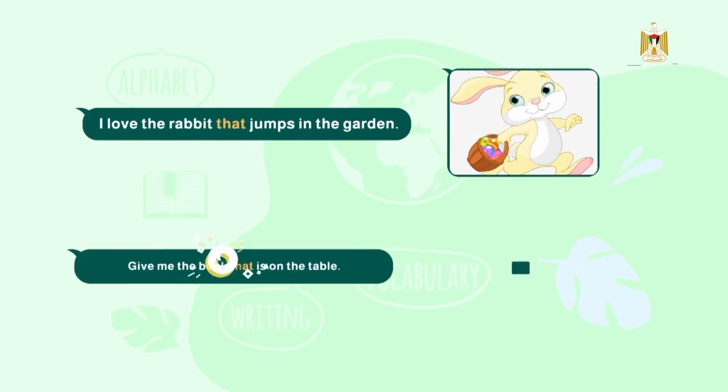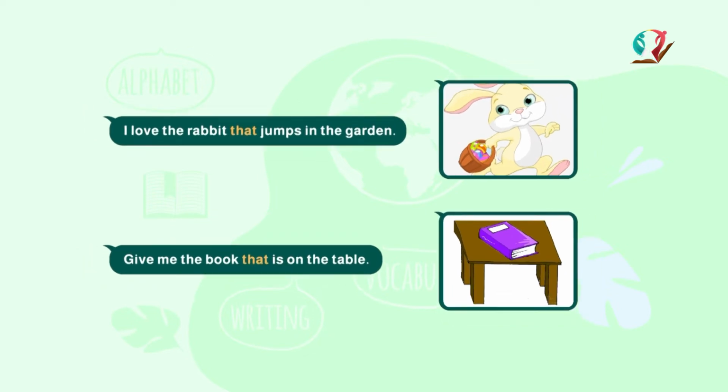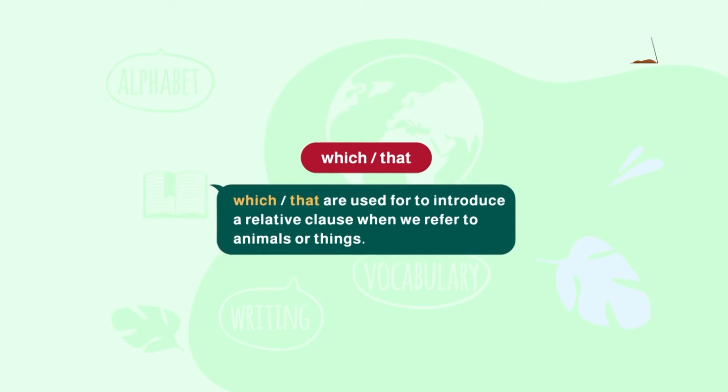We can use that instead of which. We can say, I love the rabbit that jumps in the garden. Give me the book that is on the table. So, we use which or that to introduce a relative clause which we refer to animals or things. نستخدم which عندما نتكلم عن الحيوانات أو الأشياء. Let's read more examples.